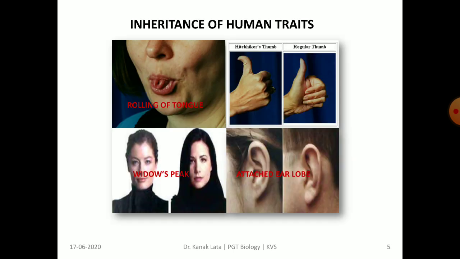The given figure is about inheritance of human traits or characteristics. That is those characters that transfer from parent to their offspring. For example, rolling of tongue, hitchhiker thumb, widow's peak, attached earlobe. You may find out these characters in your friends. Is it present or not?